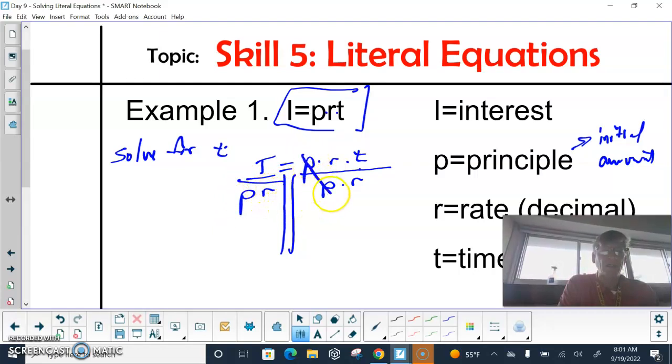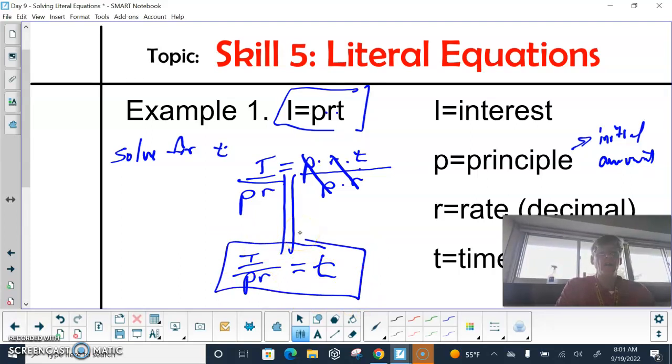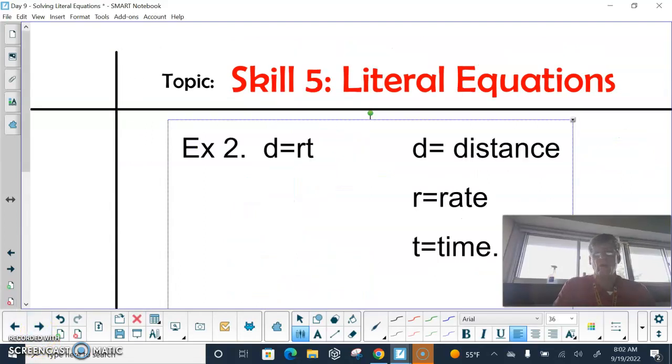Now, these cancel over here, which is very nice, and the time equals I over p and then r in the denominator also, and that is your final answer. So if I wanted to know the time for this particular equation, I would take the interest divided by the principal and the rate, and I would get my answer. So we are just manipulating equations, is all we're doing.